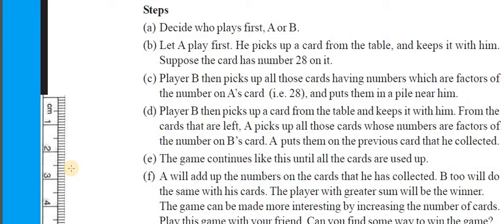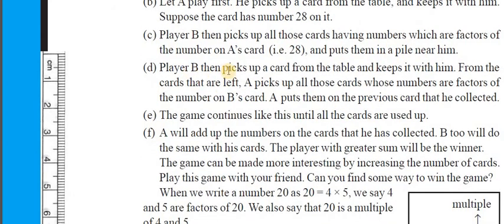Now the next player is going to take the card. So what he has to do is collect all the cards whose numbers are factors of the number on A's card, that is 28, and put them in a pile near him. Then player B picks up a card from the table and keeps it with him. From the cards that are left, A picks up all those cards whose numbers are factors of the number on B's card. A puts them on the previous cards that he collected.